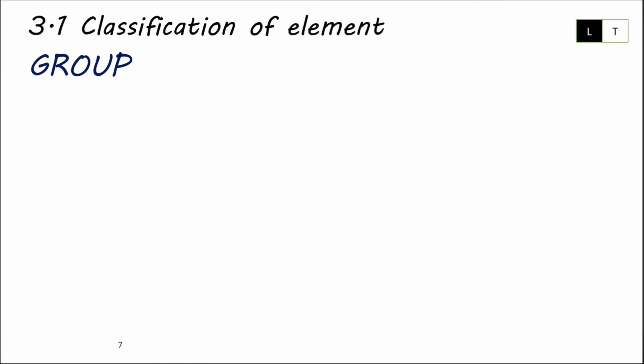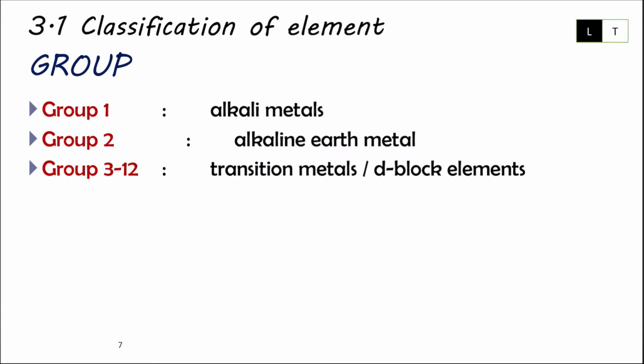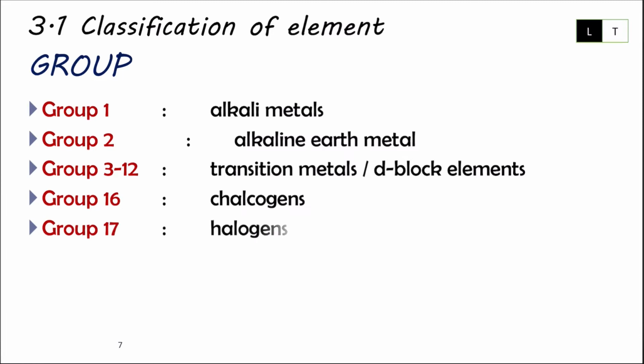Next, you have to know that there are several different names to indicate specific groups. For example, group 1 can also be called alkali metals, group 2 alkaline earth metals. Group 3 until 12, this is what we know as transition metals, or another name for that is d block elements. Group 16 is chalcogens. Group 17 is halogens. And group 18, inert gases, or we call them noble gases because they are all stable.